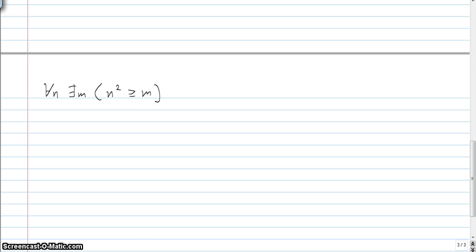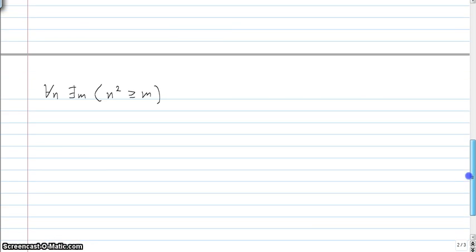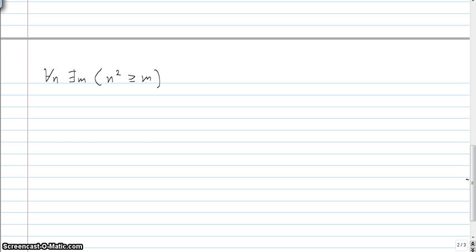And again, we're using the same domain, the integers, and this looks similar. So let's see. For all integers n, does there exist some integer m where n squared is greater than or equal to m? Can we think of some integer that would work over here where when we use any other integer and square it, it would always be greater than or equal to this one?